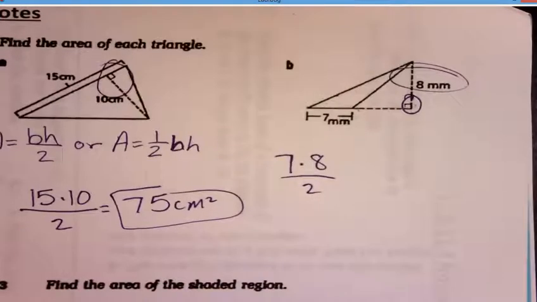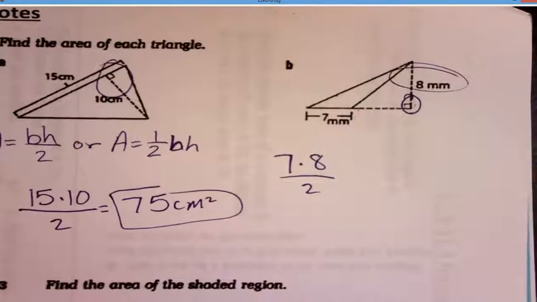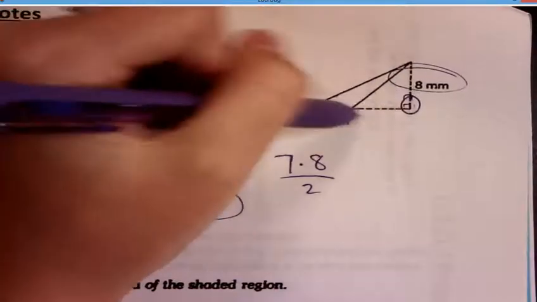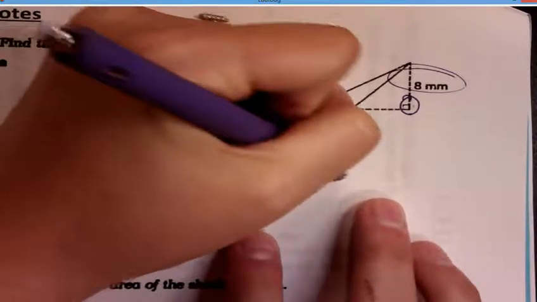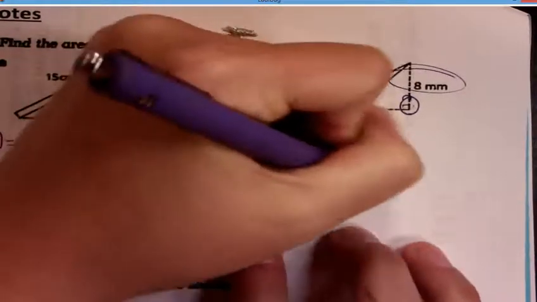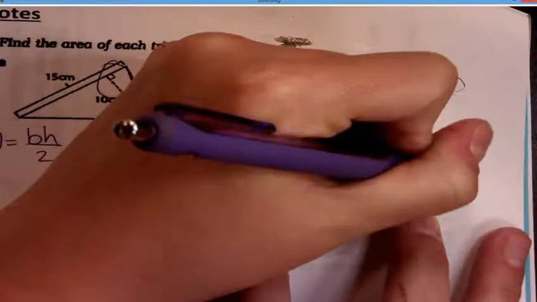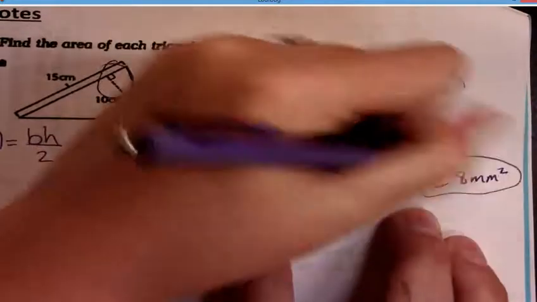So you're just plugging these in, but just remember this. They're perpendicular to each other, but you don't want to solve for this entire base. You don't care about that, because that dotted line has nothing to do with your triangle. 56 divided by 2, 28 millimeters squared.